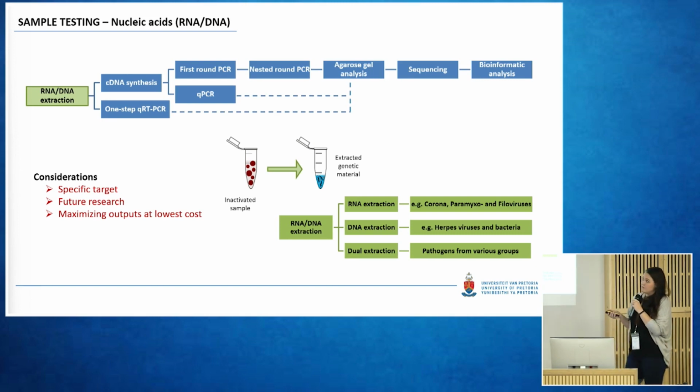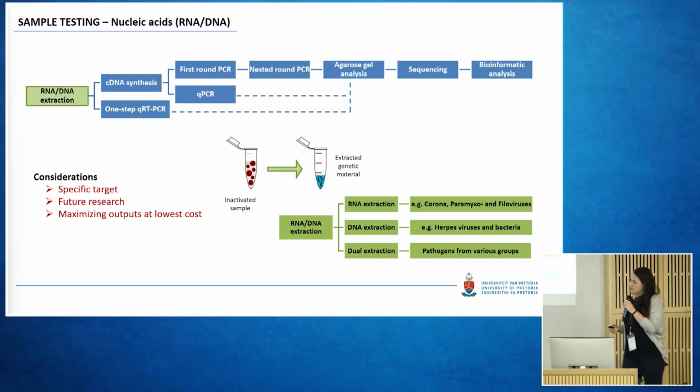Regardless of what the genetic material is, you have to extract this from your samples that you collected. There are different kits or approaches that you can use, which can be specific for your target. Let's say the RNA extraction for RNA viruses, DNA extraction for DNA viruses, and you also have kits that allow you to dual extract this.